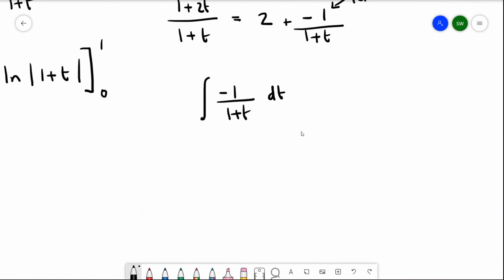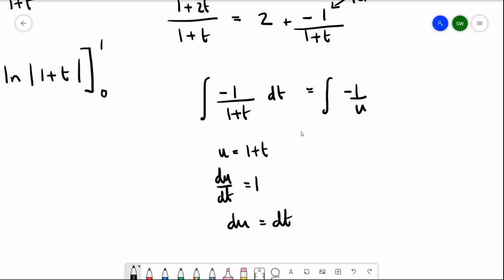And if you really wanted to, although I wouldn't recommend it, you could use a substitution. You could say let u equal 1 plus t, so that du by dt is equal to 1. So that means that du is the same as dt. So then the integral would be the integral of minus 1 over u du. And we know that 1 over u integrates to log u. So we'd have minus log of u.